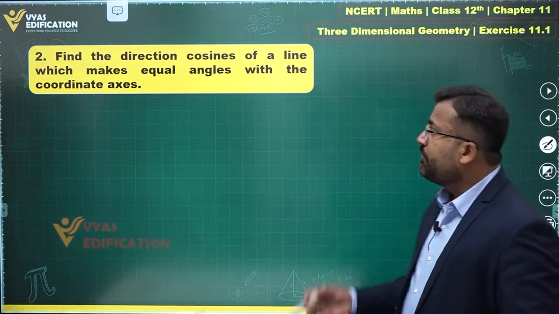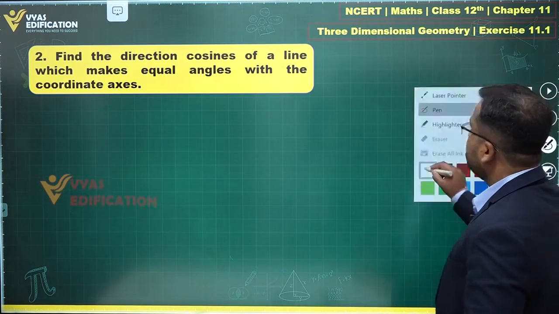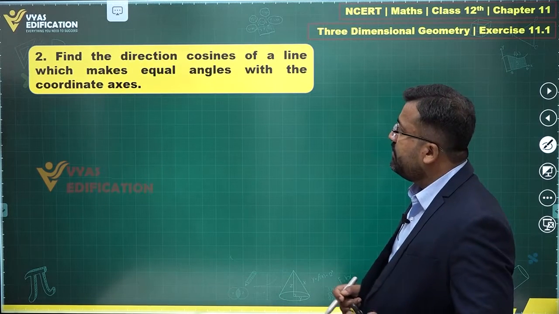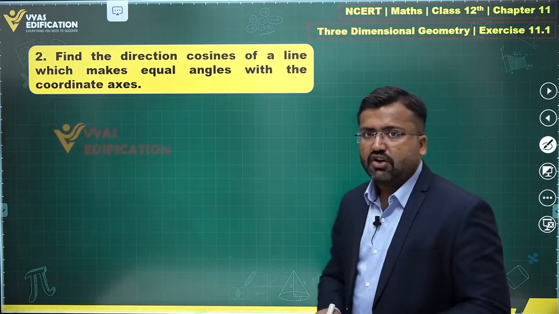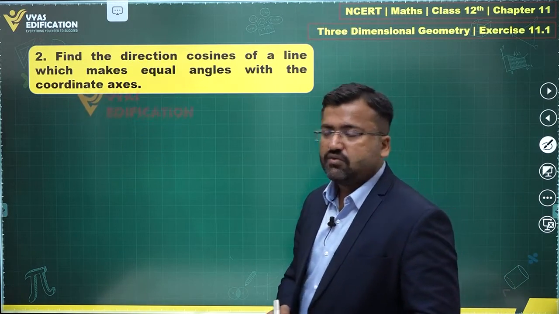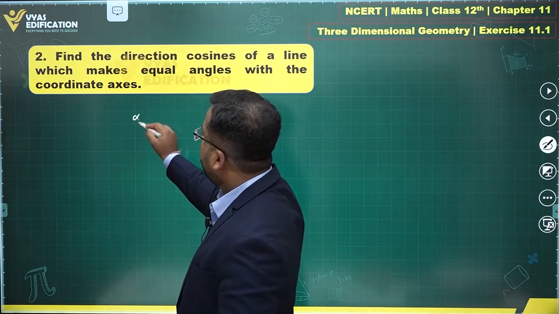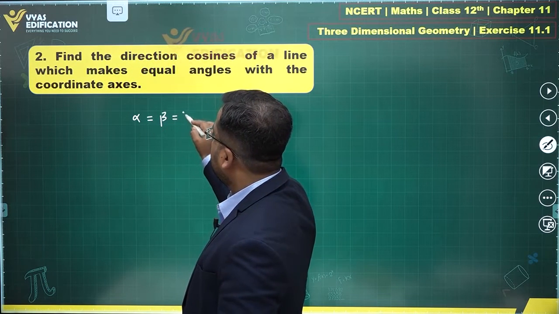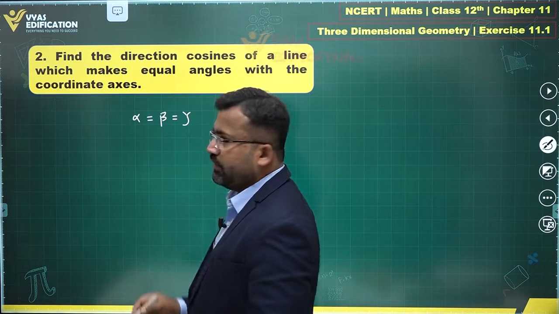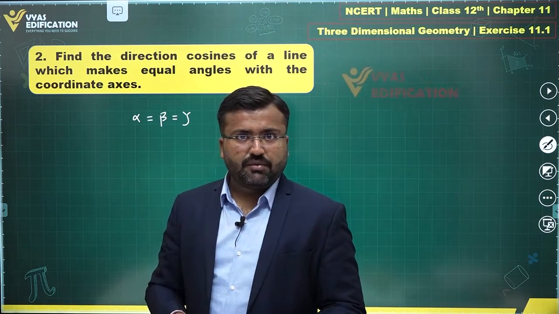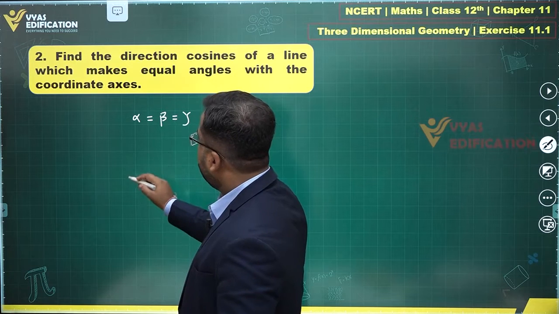For question number 2, it says find the direction cosines of a line which makes equal angles with the coordinate axes. Equal angles. What does equal angle imply? Alpha will be equal to beta will be equal to gamma. That's what you can note. Equal angles implies alpha equals beta equals gamma.